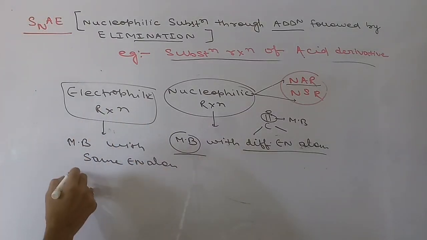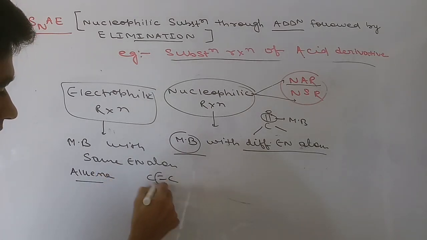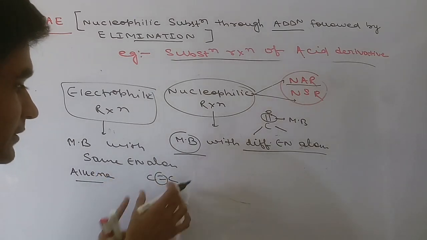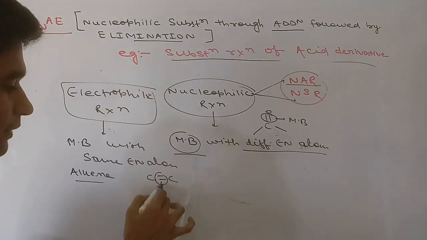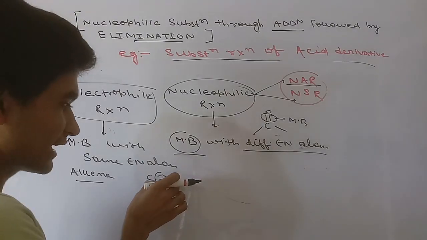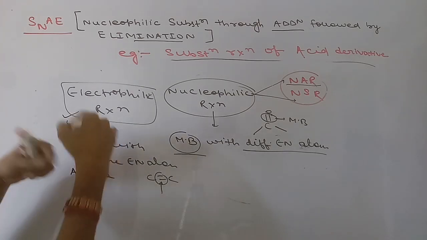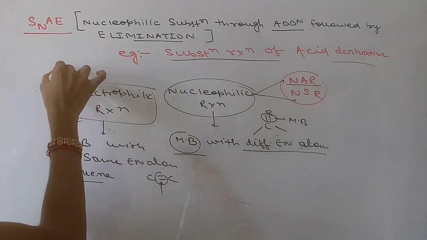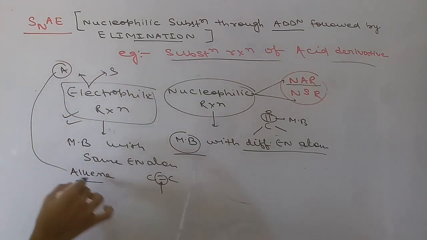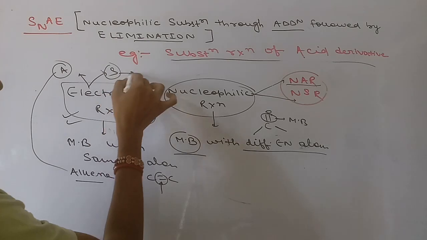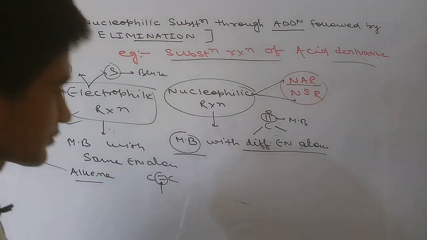I am giving an example. You have seen alkene. Alkene has C double bond C. It means the double bond is present between two same EN atoms. Both are carbon and both have the same EN. So if a multiple bond is present between two same EN atoms, then these compounds go under electrophilic reaction. And again, electrophilic reaction is divided into electrophilic addition and electrophilic substitution. Electrophilic addition reaction is of alkenes and alkynes, and electrophilic substitution reaction is of benzene. Substitution reaction on the benzene ring comes under electrophilic substitution reaction.